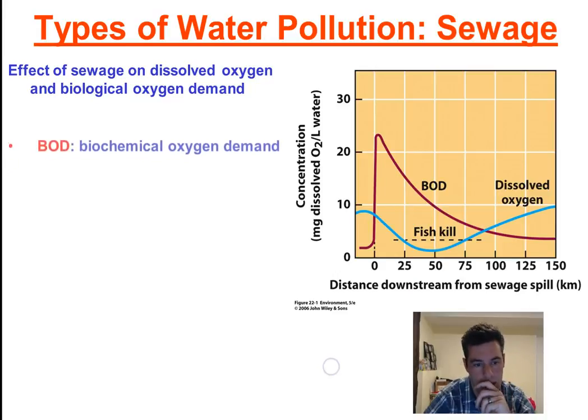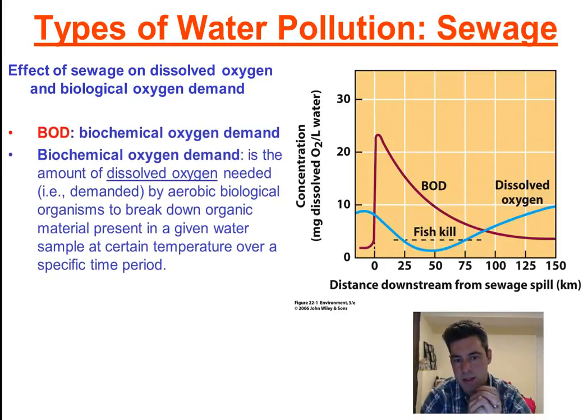So what is biochemical oxygen demand? I'm going to read it off for you here. It's the amount of dissolved oxygen needed by aerobic biological organisms to break down organic material present in a given water sample at a certain temperature over a specific time period. Wow, that's a mouthful. So pretty much, guys, when biochemical oxygen demand goes up, oxygen levels usually go down.